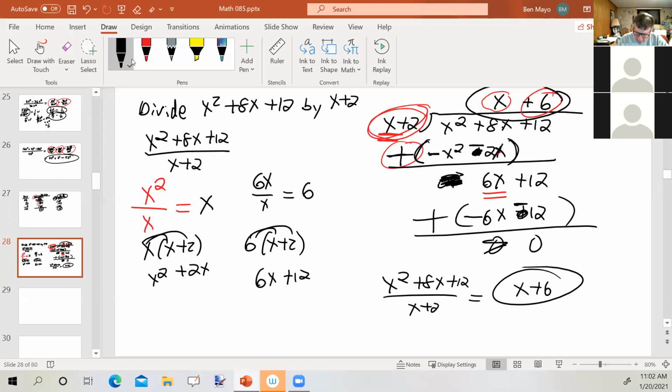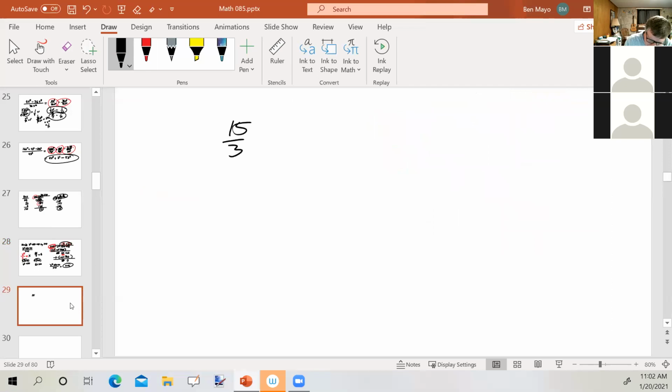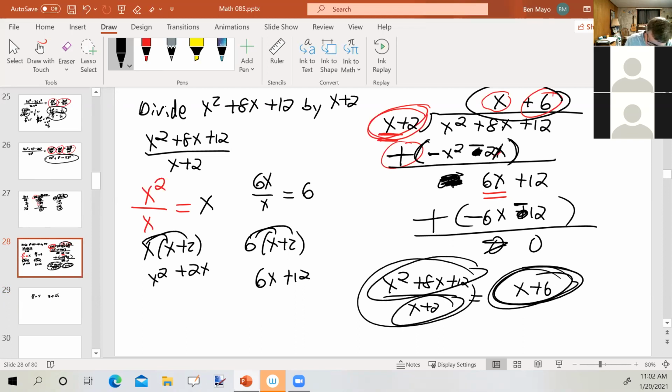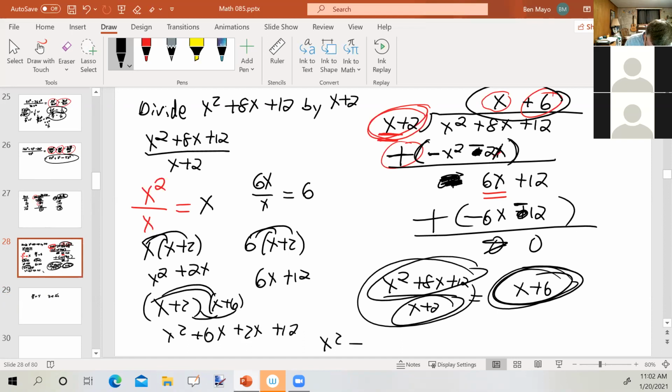Okay. Let's check our work. Before we do that, what's 15 divided by 3? Well, it's 5. How do you check your work? Is 3 times 5 equal to 15? Yes, it is. So if this divided by that equals that, this times that should equal that. Let's see. x plus 2 times x plus 6 is x squared plus 6x plus 2x plus 12, which is x squared plus 8x plus 12. Bingo, it checks.